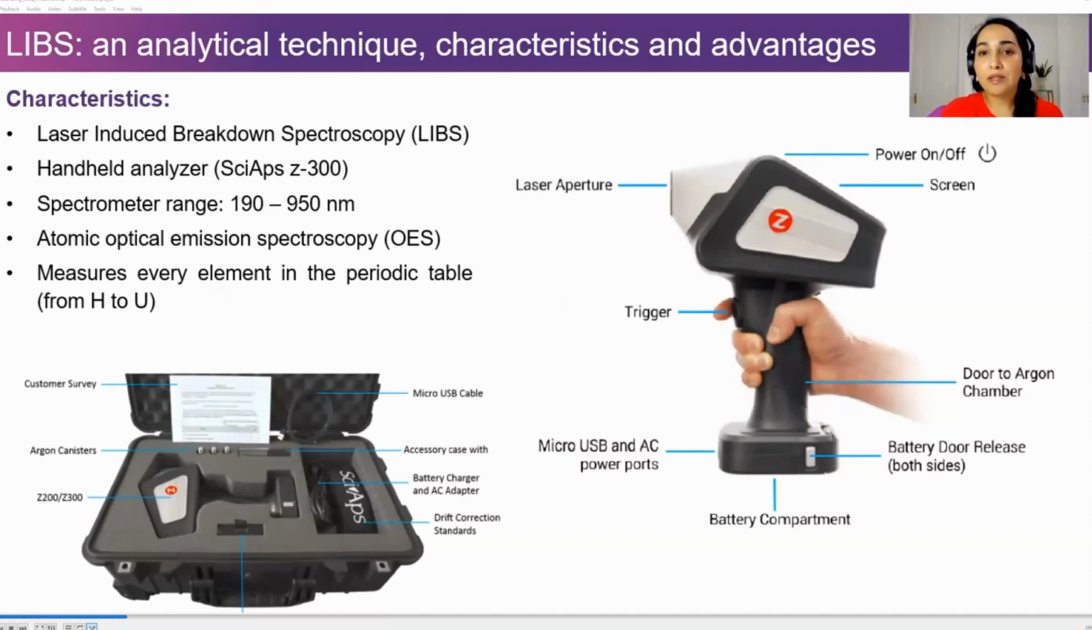These are two photos I want to show you because they're really useful to understand how portable and comfortable this instrument is. This is the main part, but I would like to mention the laser aperture and the screen in this part, because I'm going to show some specific details about them in the next slide. And this is the transport case, which includes the LIBS unit and other accessories.